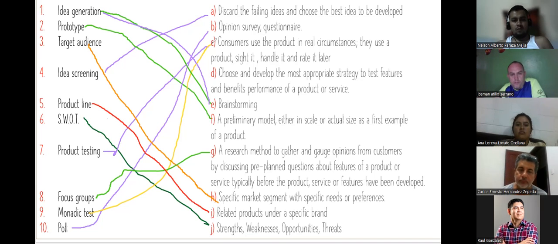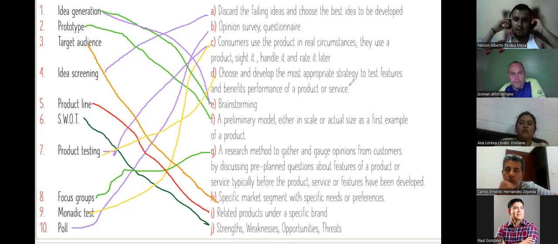Product testing: consumers use the product in real circumstances. They use a product, sight it, handle it, and grade it later. That's the monadic test. Product testing: choose and develop the most appropriate strategy to test features and benefits performance of a product or service.